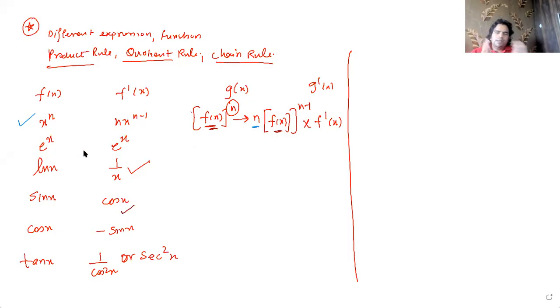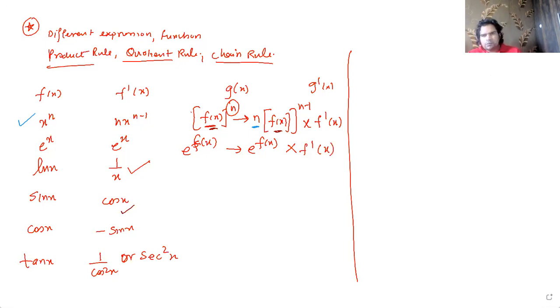So now let us say instead of e to the power x function, I have e to the power f(x). It will be e to the power f(x) itself, because you can see the derivative of e to the power x is e to the power x. So the derivative of e to the power f(x) will be e to the power f(x) as it is, but times the child function's derivative, which is f dash x.